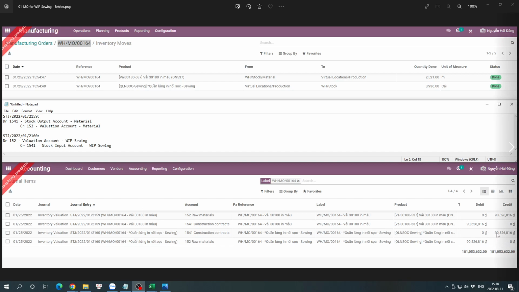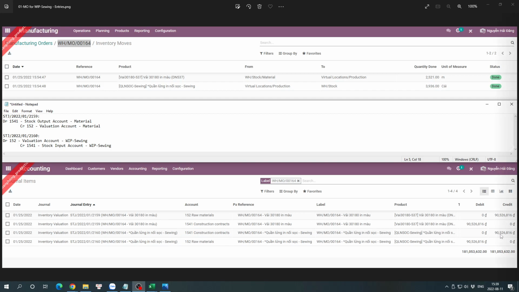You credit 1541 and you debit 90.5 million VND for this product. Now, looking at this, I know what you are thinking. The first line and the second line make sense. You are crediting, reducing raw material fabric here, and debiting value 90.5 million for this output. But the two lines in between don't really seem to make sense.